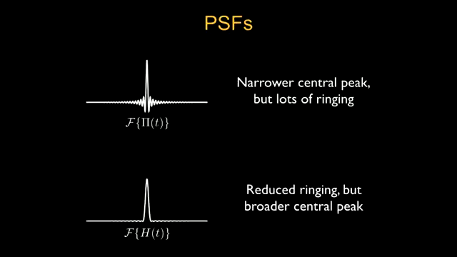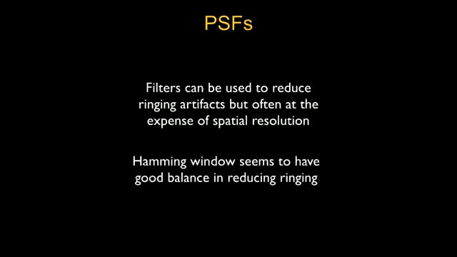Okay. As I said, the main lobe is actually very narrow, and the point spread function of that windowing function shows that it's much thicker. So it means you're going to have some sort of resolution loss. Filters can be used to reduce the ringing artifact, but often at the expense of spatial resolution.